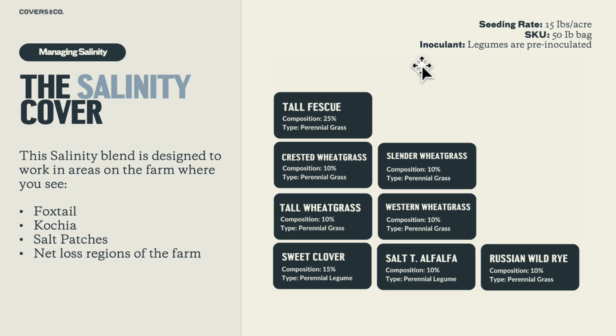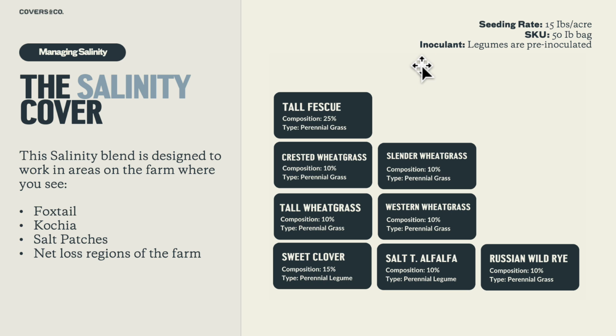So having diversity in the mix is really crucial. Obviously, everyone's soils are going to be so different, and everyone's salinity areas are going to be so different. Having a multitude of different species in the mix, with hopes that one or two does catch really well and is able to thrive in that environment.